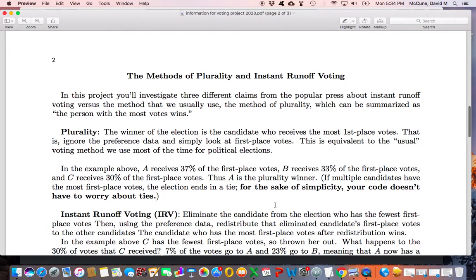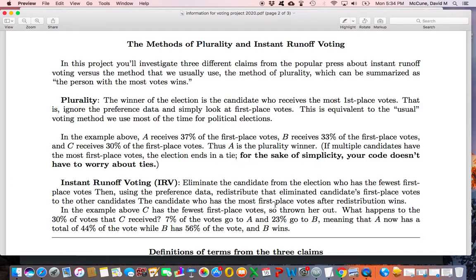Let's move on to the next page. Let me define for you the 2 methods of interest. Plurality is our normal voting method. You just cast a vote for one person. So the winner of the election is simply the candidate who receives the most first place votes. So the way plurality works is you just ignore the preference data and look at first place votes. So this is equivalent to what we normally do.